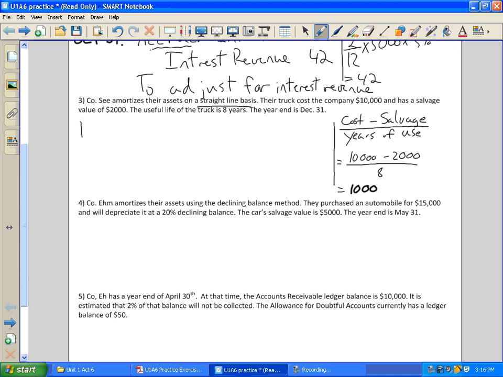So our journal entry at December 31st is going to be to depreciation expense, and then, pardon me, not depreciation expense. Pardon me. See, I already did it. I knew I was going to do it.